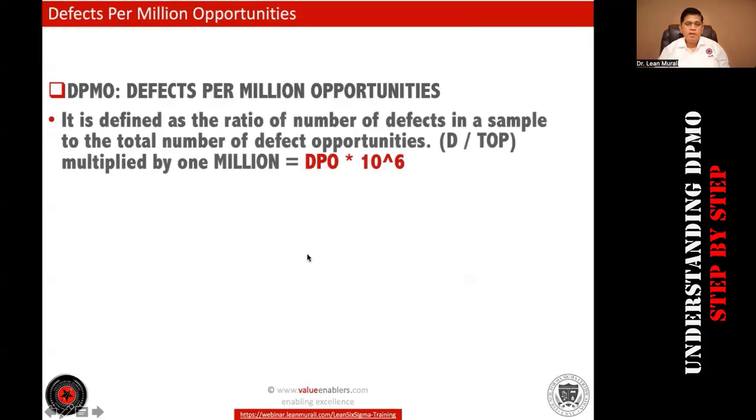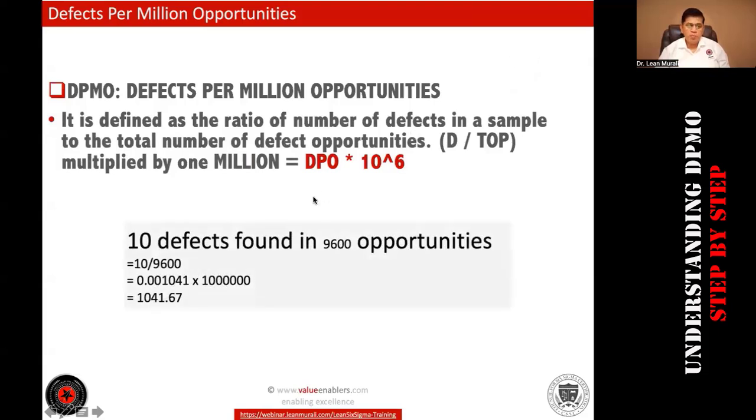Now the defects per million opportunities is nothing but the defects per opportunity times 10 to the power of 6, and we had 10 divided by 9,600, which is 0.001041. That times 10 to the power of 6, which is a million, is about 1041. If this is clear, type CC, crystal clear, in the chat box. I'll share the template on this with you also. In 5 minutes, I'll share the template.